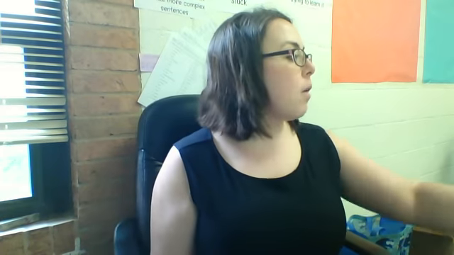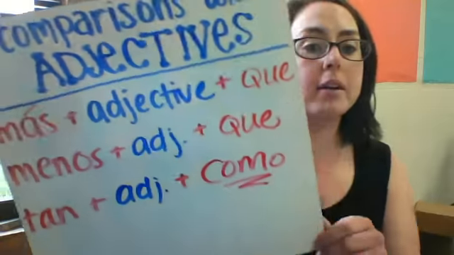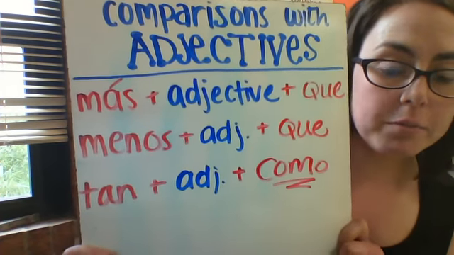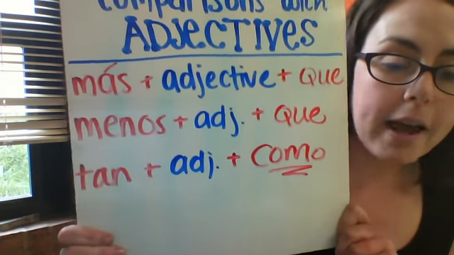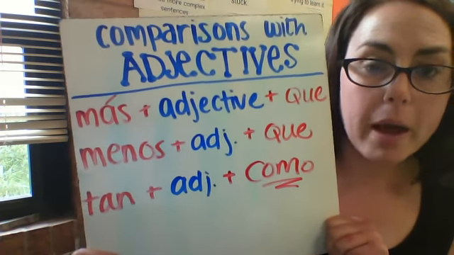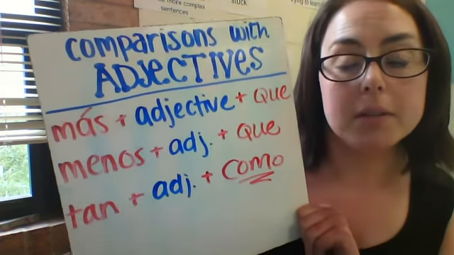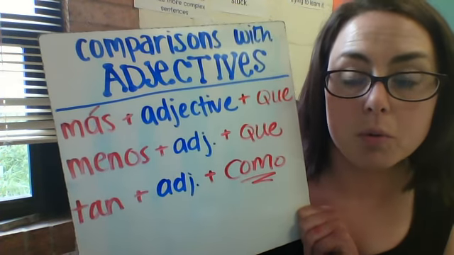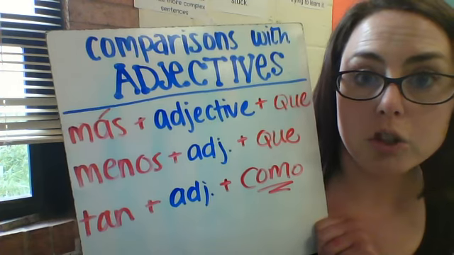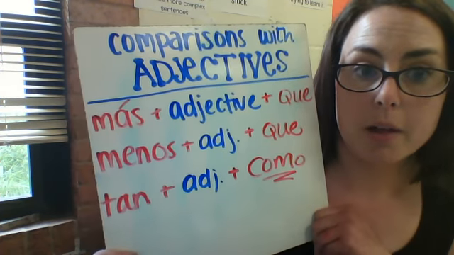Okay, so when we start out with our comparisons, we're going to start with comparisons that use adjectives. We have más plus an adjective plus que, menos plus an adjective plus que, and tan plus an adjective plus como. I'm going to go over each of these types and give you some examples, and I will expect that you will also be creating your own examples, which I will check when I look over your notes from class, or during class.